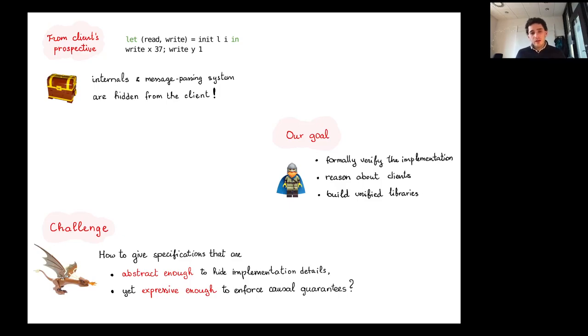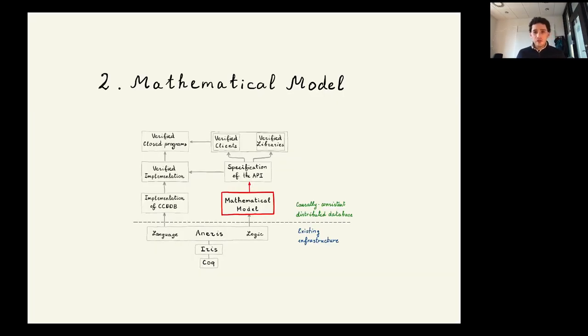To do so, we had to find out how to give API specifications that are abstract enough to hide implementation details, yet expressive enough to enforce causal guarantees of the client's code. To achieve this, our specifications are built on top of a mathematical model of causal memory, in which we treat causality at an appropriate level of abstraction.